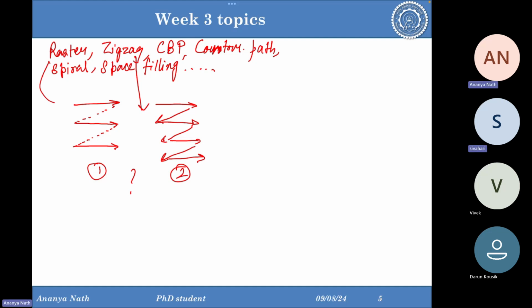Ma'am, raster, I think it takes some more time. I think the nozzle will move up and down. Perfect. So yes, there will be more time in this raster.